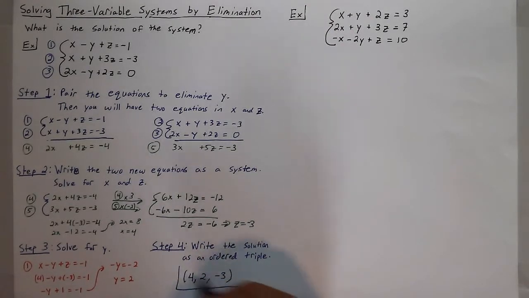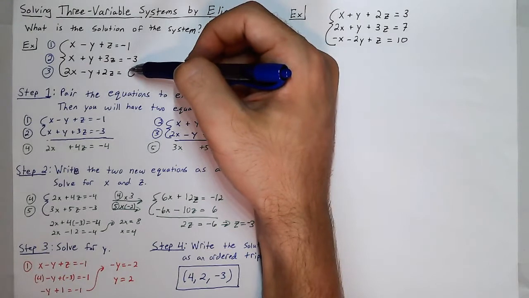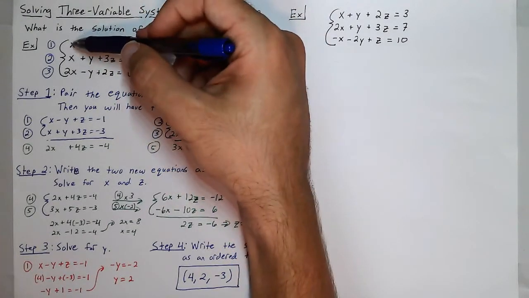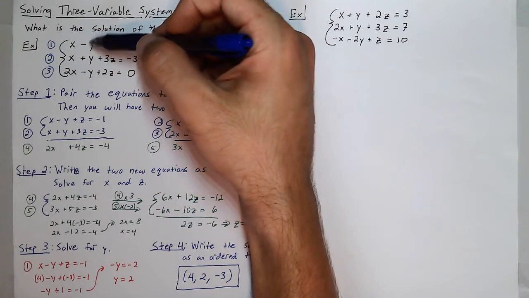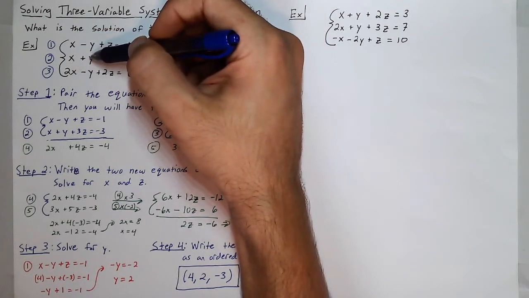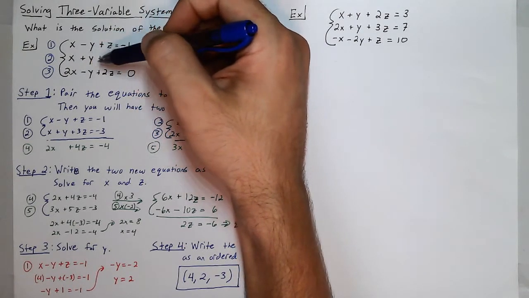Now, if I wanted to check my solution, it doesn't take too long. Just go back and plug all three of these into every one of the equations that you started with and make sure it's correct. I'll check two of them just so you can see. 4 minus 2 is 2, plus negative 3 is negative 1. 4 plus 2 is 6, plus 3 times negative 3, so that'll be 6 plus negative 9, which is negative 3.